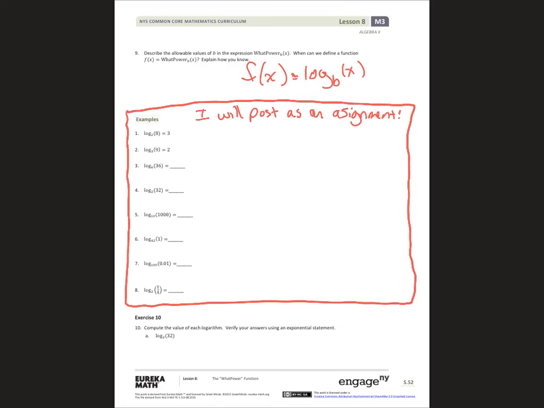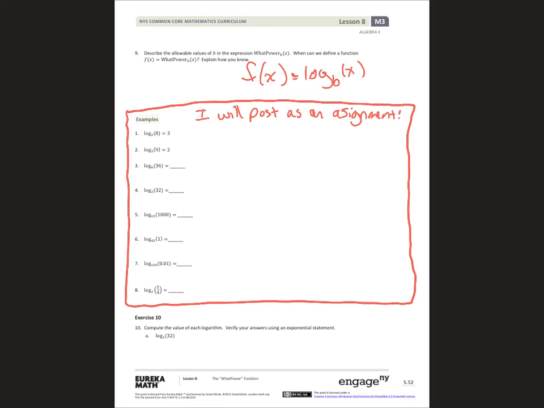So number 1, log base 2 of 8 is 3. Number 2, log base 3 of 9 is 2. And again, that's because 3 squared is 9. Number 3, the log base 6 of 36 is, and you can fill these in or make a mental note.